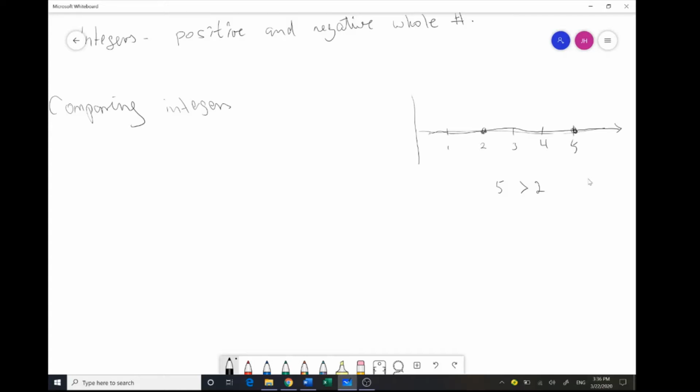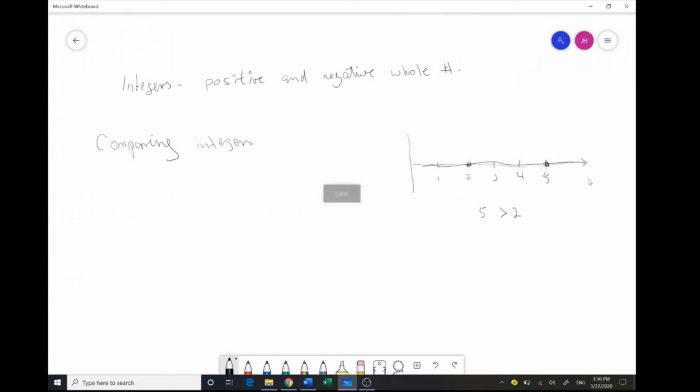So what's the point here? The point of drawing this number line as well as the notation of 5 greater than 2 is that you have to know that the numbers to the right are always greater than the numbers to the left, okay?